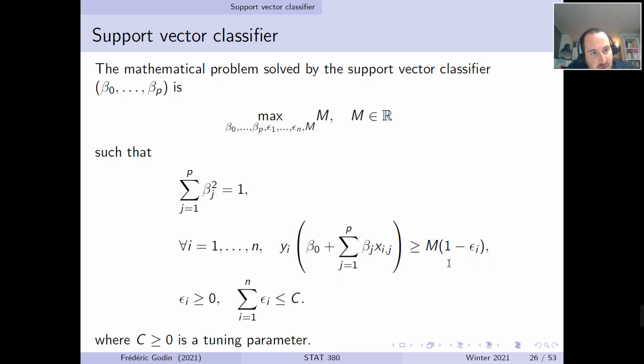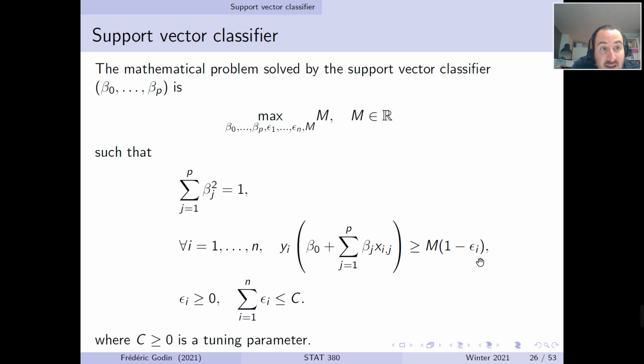But now the novelty here is we add 1 minus epsilon i, and the epsilon i's, when they're greater than 0, this will allow for a violation. So here, if epsilon is 0, it means that the distance between point xi and the separating hyperplane is greater or equal to m. When this term is not there, the distance is at least m.